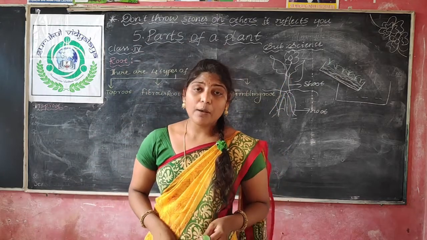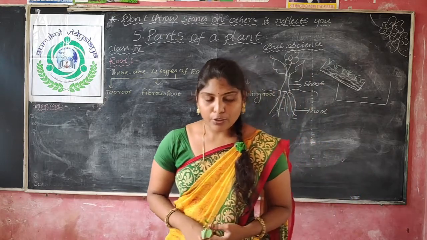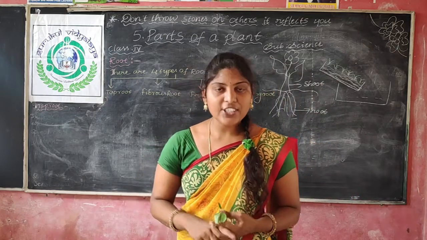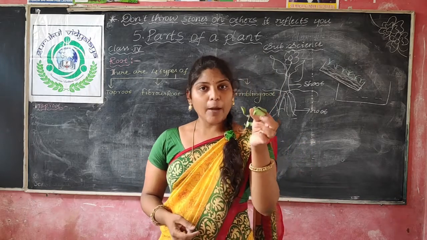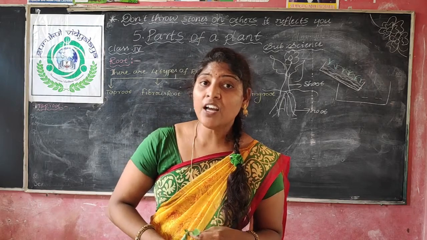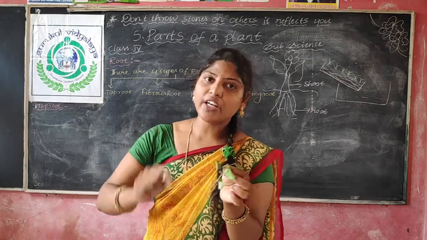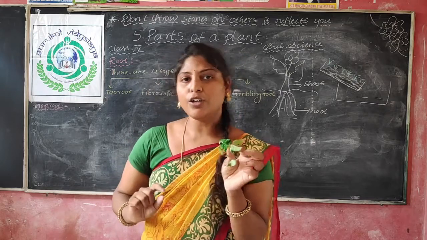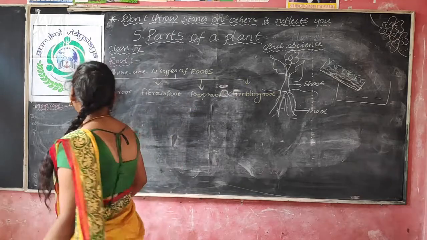So what are the examples of the main root? Tomato, spinach, dahlia and chili. These plants have the taproot. My dear children, what other types of plants have the main root? You have to find out and write in your notebook. And so that type of root we call the taproot.